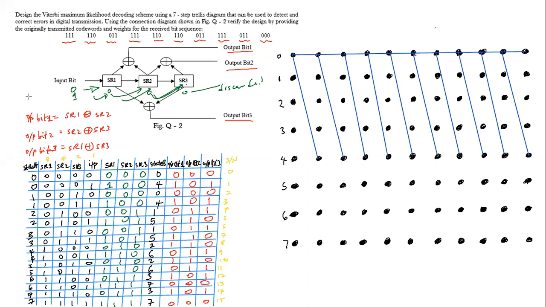So from state 0 to state 0, the code word is 000 all along. And from state 0 to state 4 is 101. So at this point, we have 101 here, 101, 101, 101, 101.